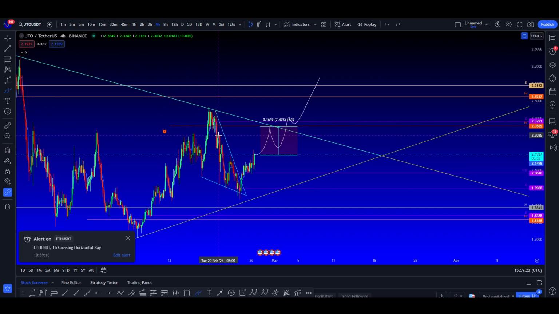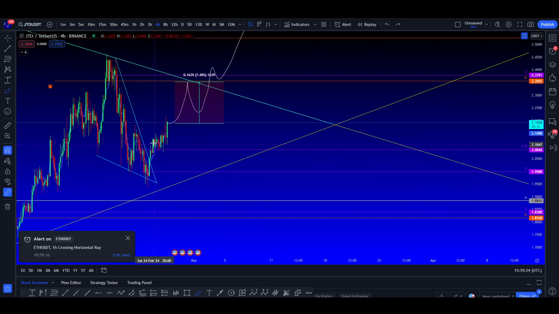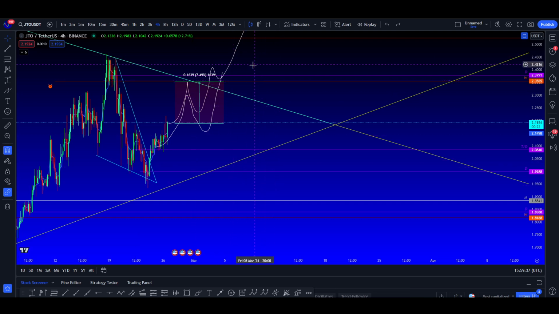Maybe we get some sort of price action like so, come down, front run it a little bit, back test this as support, and then go back up and tackle that level, right? So a couple interesting areas to watch on GTO.